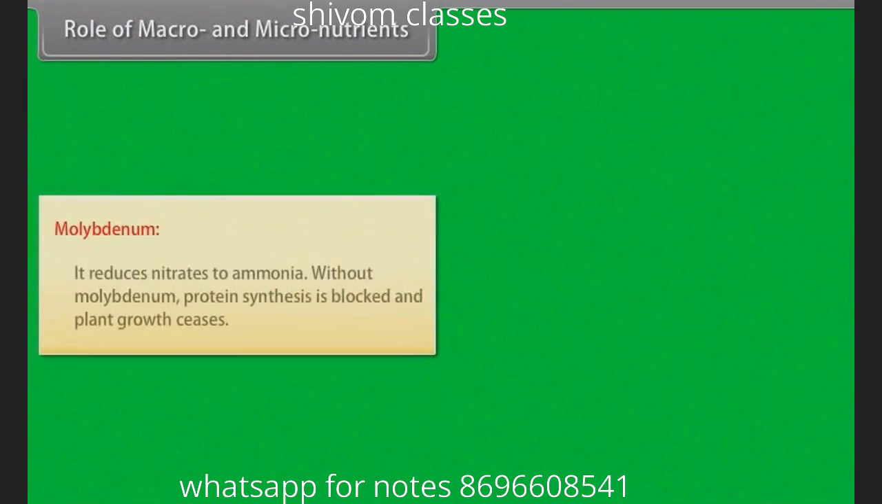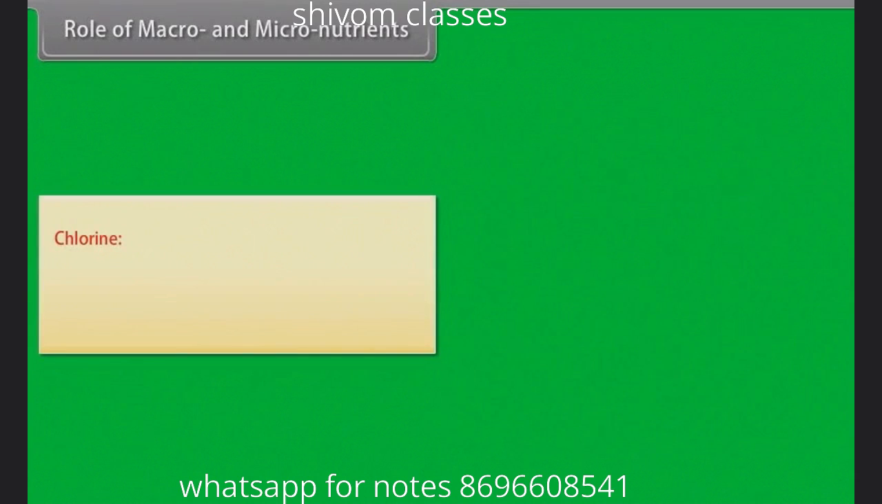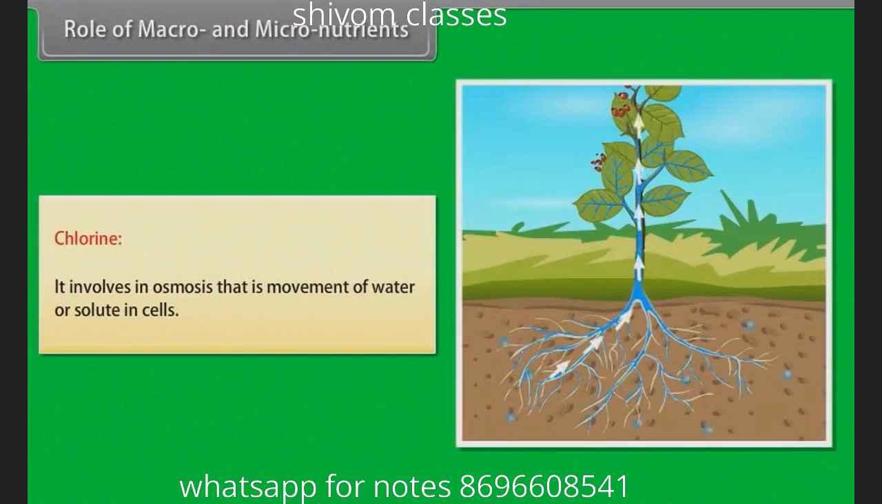Molybdenum. It reduces nitrates to ammonia. Without molybdenum, protein synthesis is blocked and plant growth ceases. Chlorine. It is involved in osmosis, that is, movement of water or solute in cells.